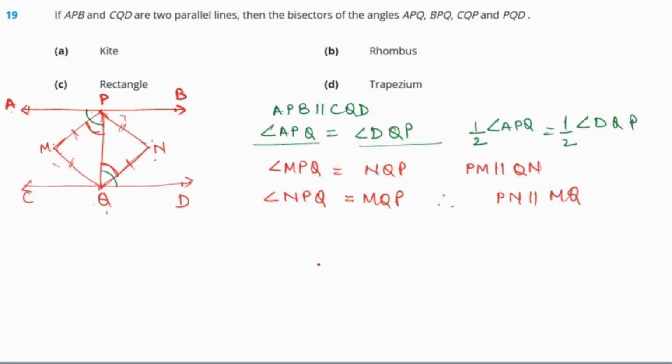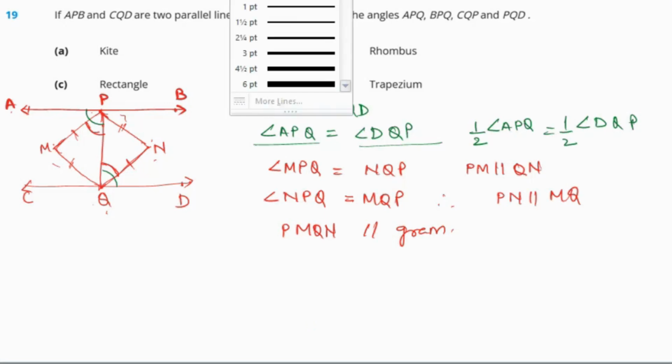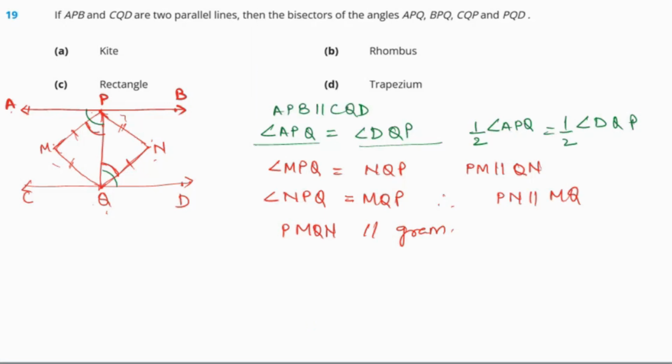And since opposite sides are parallel, on the basis of that we can say that PMQN we are getting as a parallelogram. Correct. But a parallelogram is not there in the options. So what else can we do? We can add angle CQP, this angle. So angle CQP plus angle DQP, this angle.